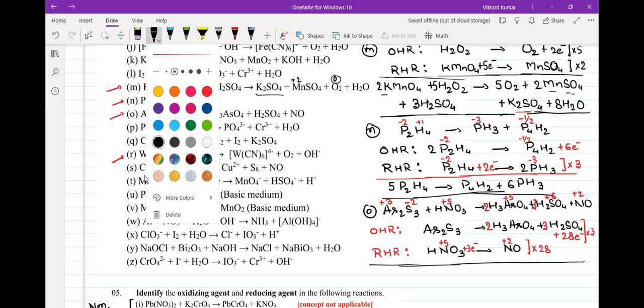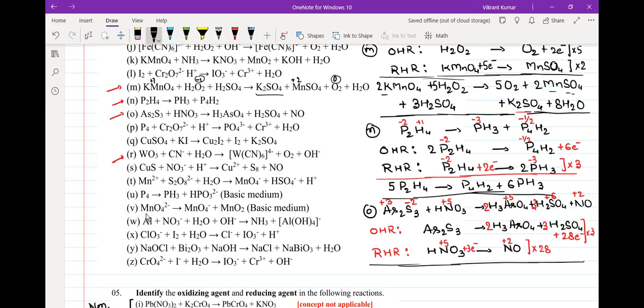Look, arsenic is 2. We have 2 arsenic and we have 3 sulfur. What is the change for this? +3 to +5, a change of 2. For these 2 atoms, and for these three, the change is 8 each. That's why I'm adding the total change, and that comes to 28.